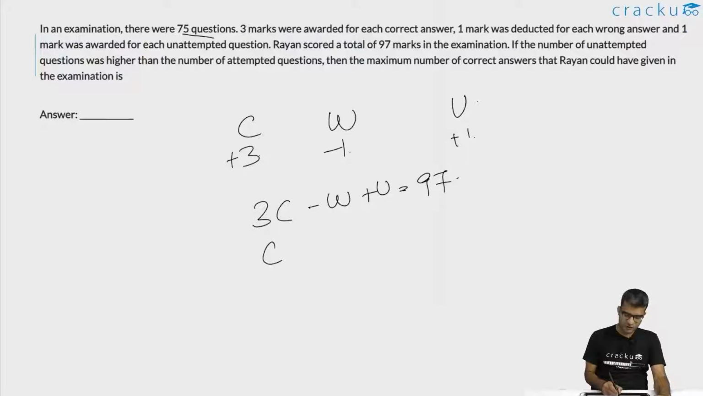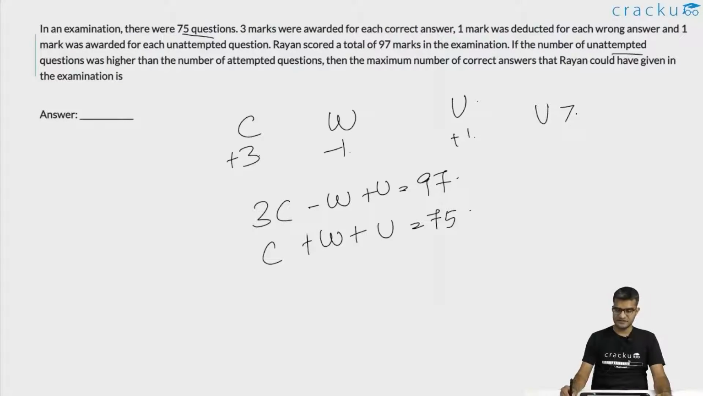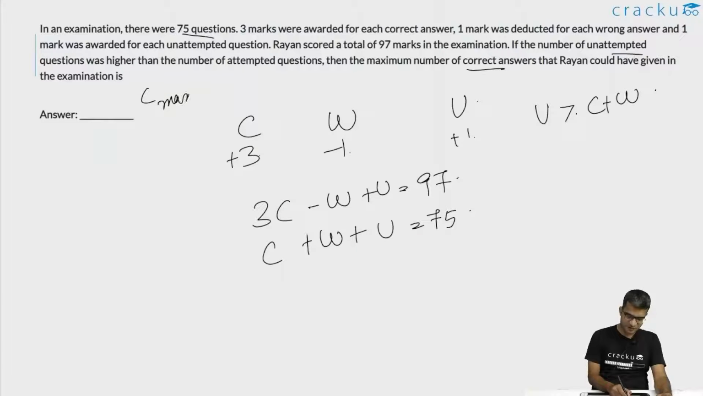And because the total number of questions is equal to 75, C plus W plus U is equal to 75. We are also given that the number of unattempted questions, that is U, is greater than the number of attempted questions. So U is greater than C plus W. We are asked to calculate the maximum number of correct answers, that is, C max is equal to what? This is what we are required to calculate.